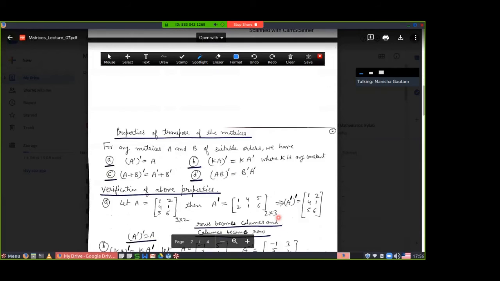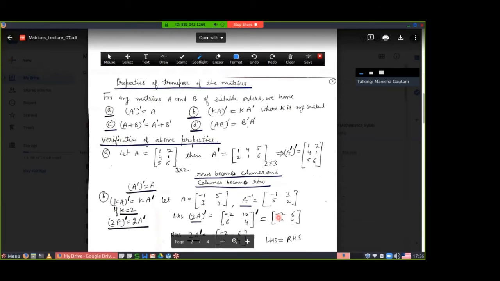Now here are a few properties of transpose. Properties of transpose of a matrix. There are 4 properties here. For any matrices A and B of suitable order, you have to remember them. You have to take a suitable order. First property is A transpose whole transpose. First take the transpose, and the transpose of the whole transpose is equal to A. Here is the example for that. Take the verification of this property.